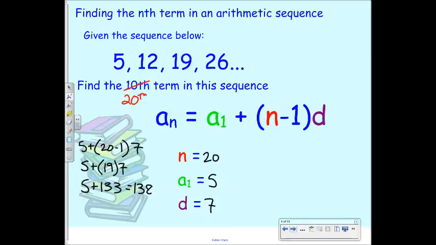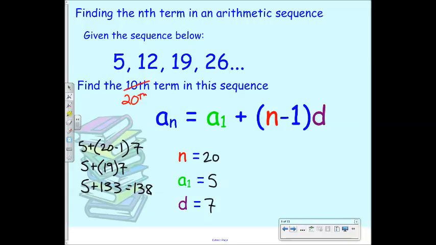Okay, questions on how to use this? Yes, Angel. If they do not have a common difference, you could not use this. Yeah, so this only works with an arithmetic sequence with a common difference.